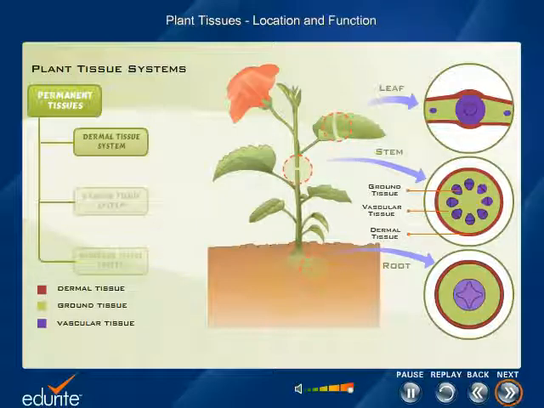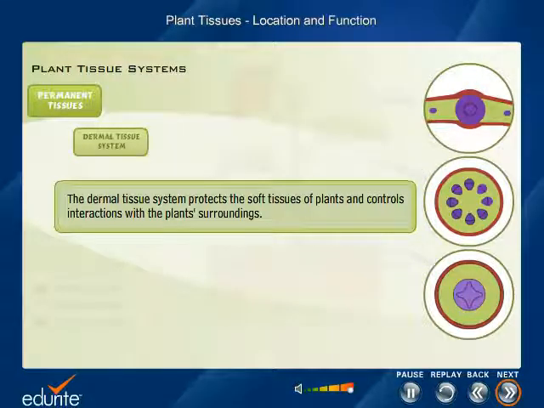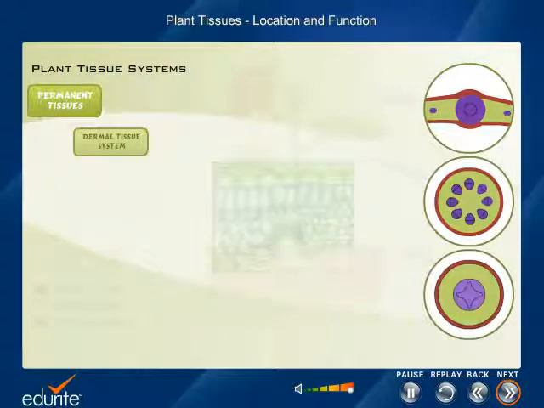Dermal tissue system. Dermal tissues are also referred to as protective tissues. Observe that the dermal tissue forms the outer covering of the plant body. The dermal tissue system protects the soft tissues of plants and controls interactions with the plant's surroundings.